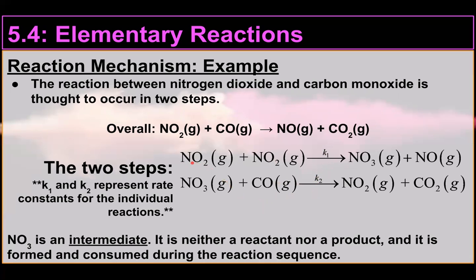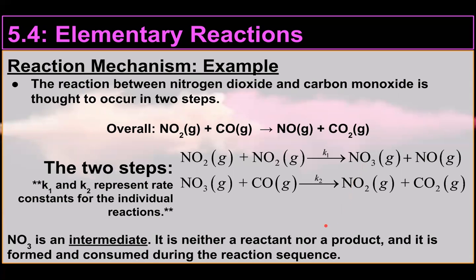So just a few things to note. NO2 plus NO2 yields NO3 and NO. And then in the second step, NO3 plus CO yields NO2 and CO2. So we've got our reactants on the left side here for both reactions, and we've got the products on the right side for both reactions.